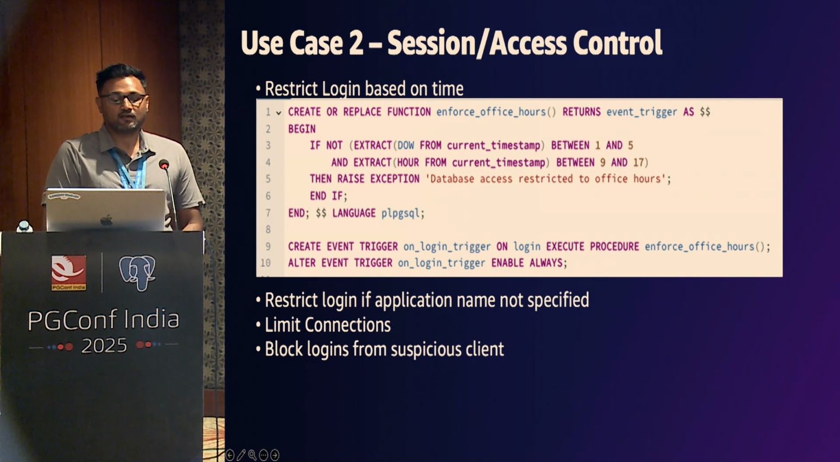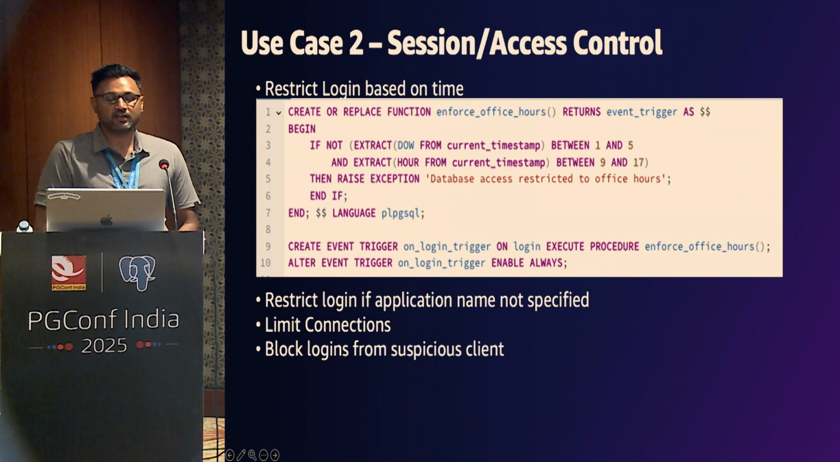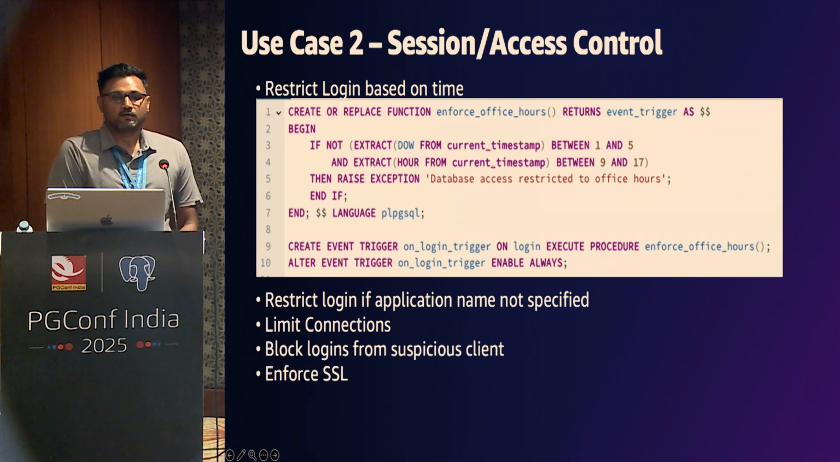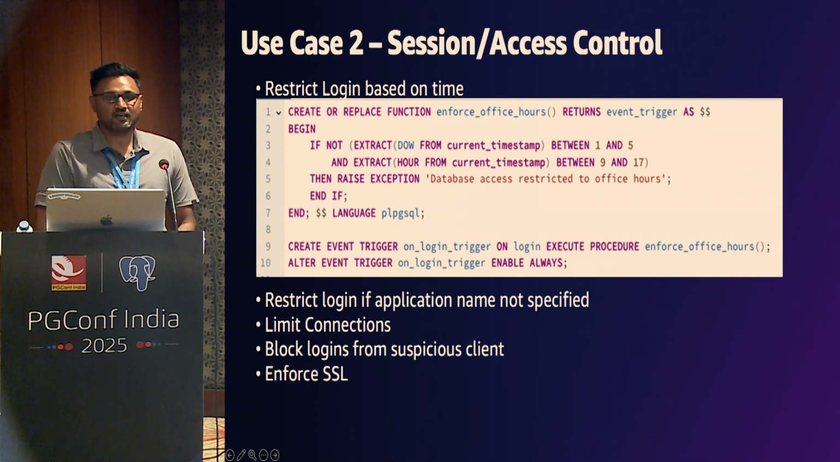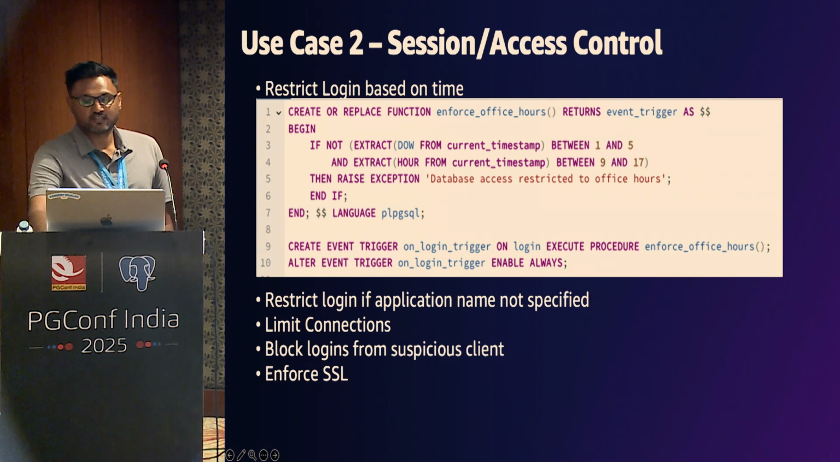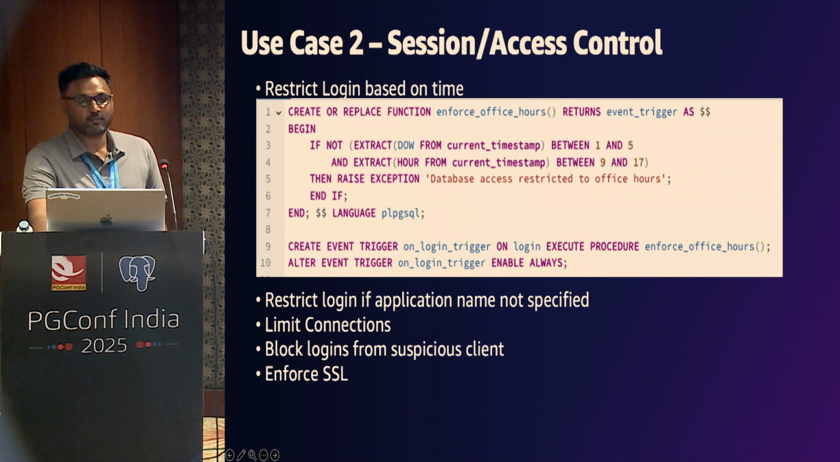Block the login from a suspicious client. Basically, we get the IP address of the client and check the IP address pattern, and we can also use the Postgres IP address data type to do certain checks and identify if it's a suspicious client. We can block the suspicious client based on that check. We can also enforce SSL. SSL helps the client communicate with the database with encryption and secures the connection between the client and the database.